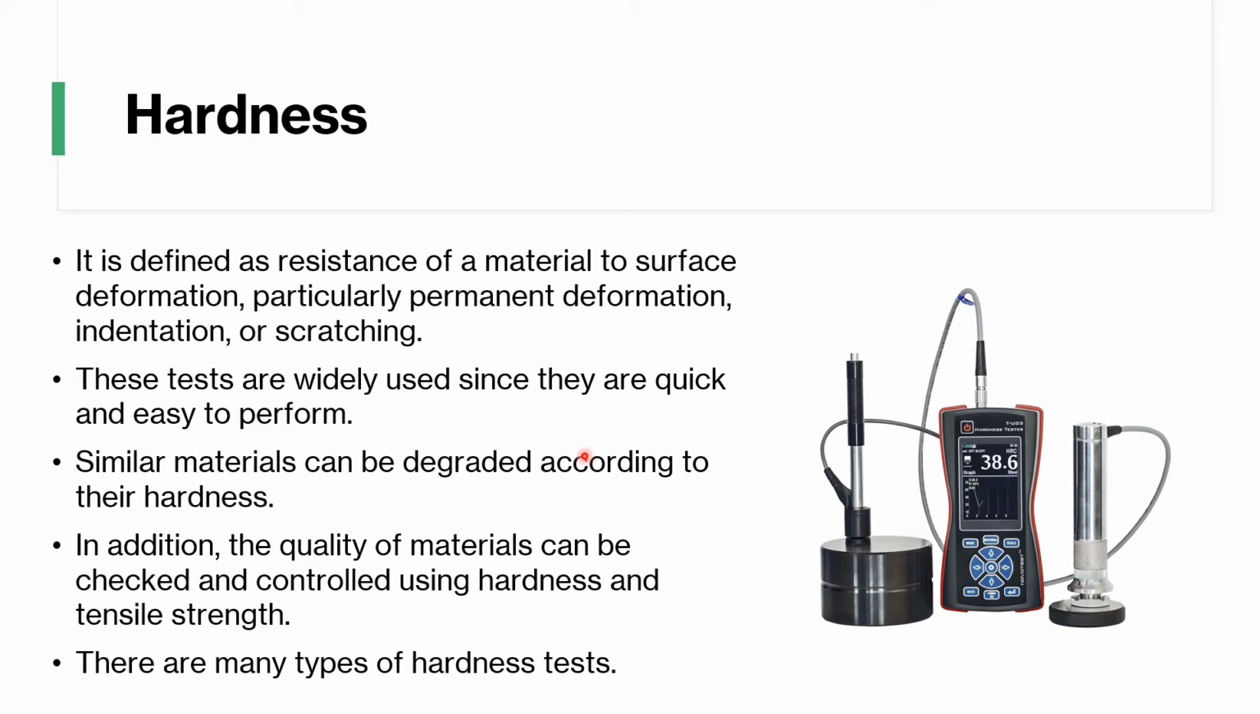Right, so the next test is your hardness test, and it is defined as the resistance of a material to surface deformation, particularly permanent deformation, indentation, or scratching. These tests are widely used because they're quick and easy, and materials can also be graded according to their hardness. In addition, the quality of materials can be checked and controlled using hardness and tensile strength. There are many types of hardness tests, okay?